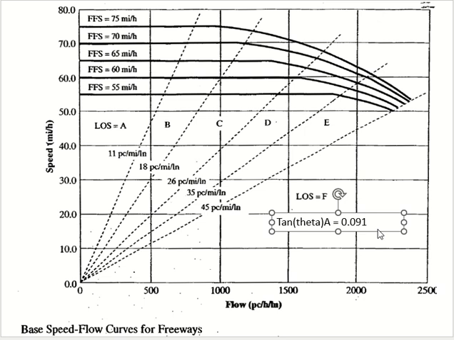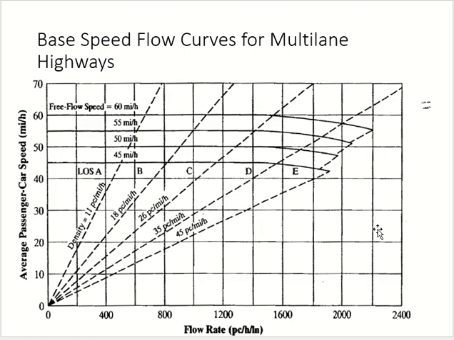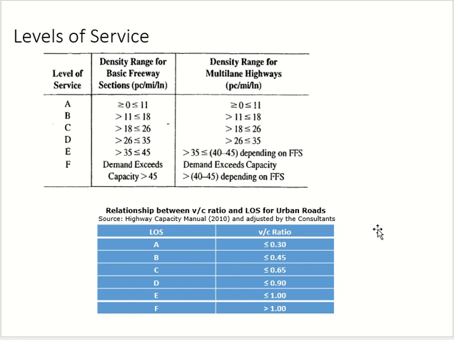If I want to draw the line for B, then what will I do? Tell me. I take the inverse of 18, that will become the tangent theta. And from there I will calculate theta and draw the line for B. Clear? Okay, any questions?